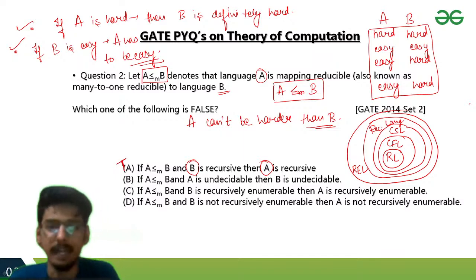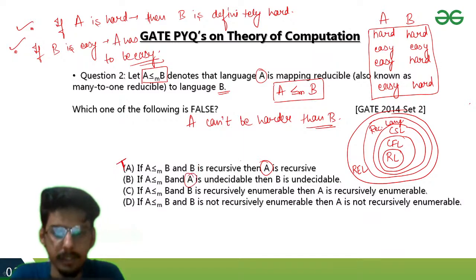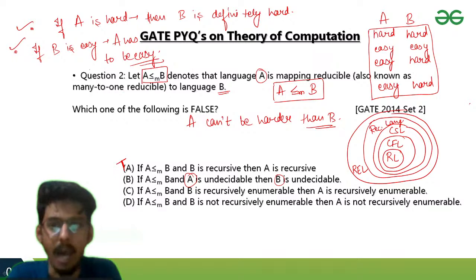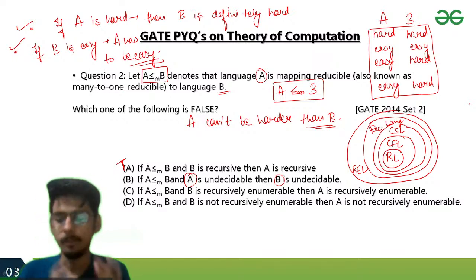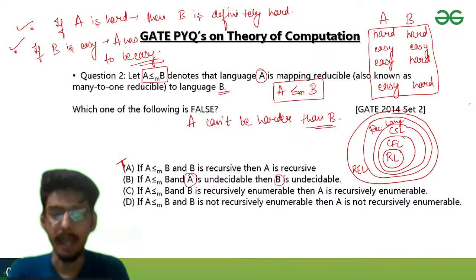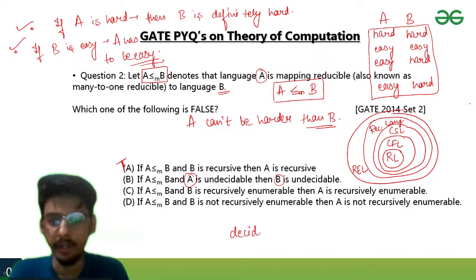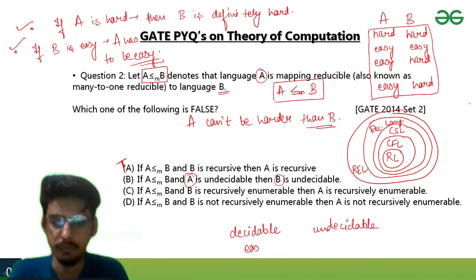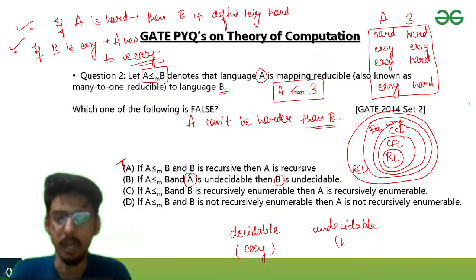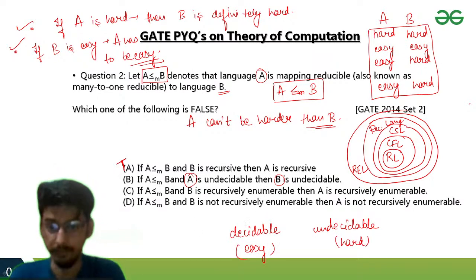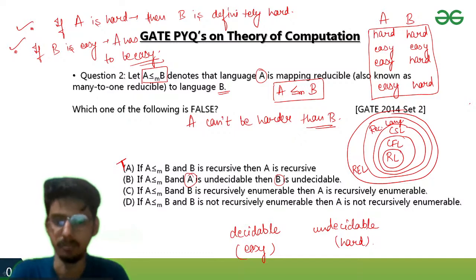The second option says that if A is undecidable, then B is also undecidable, right? Which means that A is hard. Just talk about the harder comparisons of everything. Either a language can be decidable or it can be undecidable. So I can say that the decidable one is the easier version and the undecidable one is the harder version. So if A is undecidable, which means that A is hard, then B is definitely hard, right?